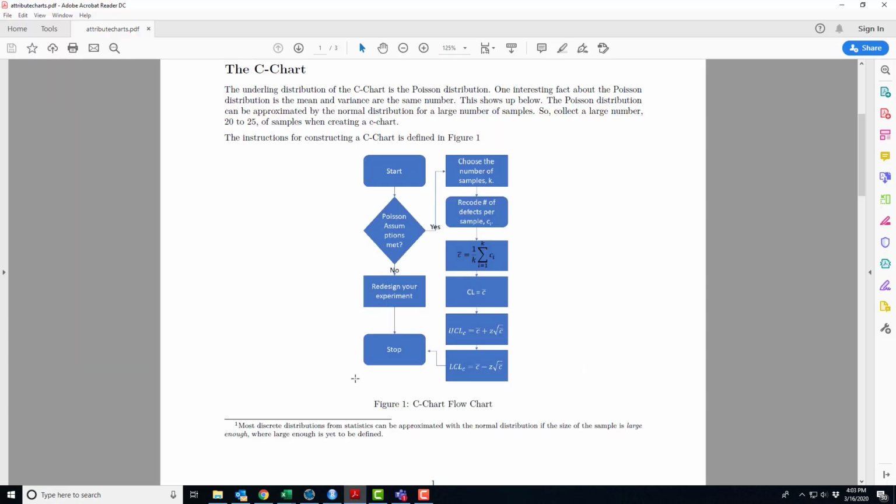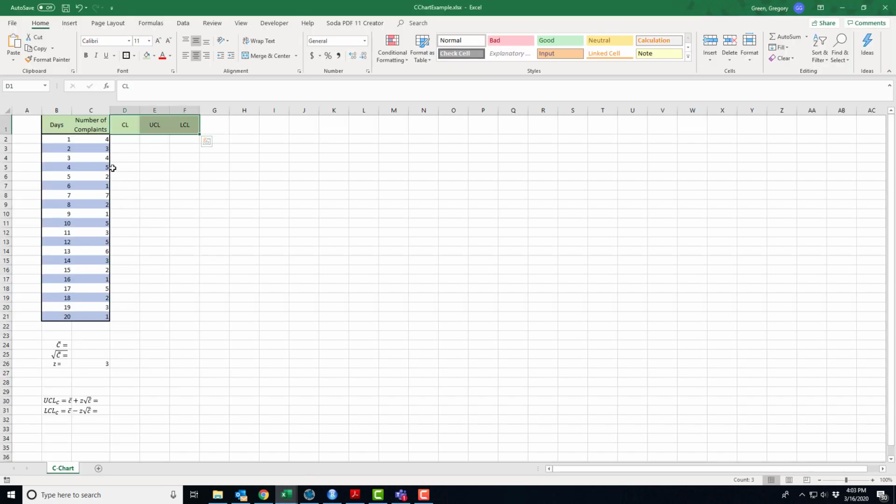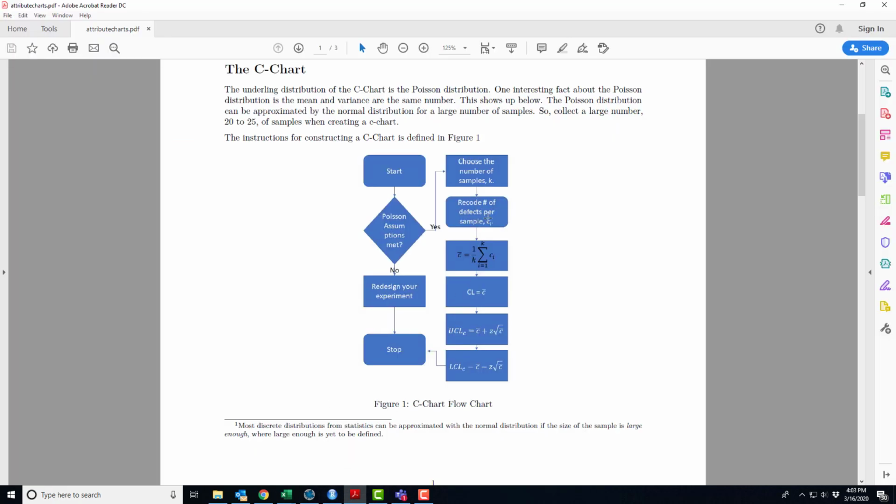So the next step in the process is to record the number of defects per sample. I'm going to record it just like I have in this table. On day 1, I had at this hotel 4 complaints. I recorded it. That allows me to use it later. Day 2, there were 3 complaints. Day 12, there were 5 complaints. Day 18, there were 2 complaints.